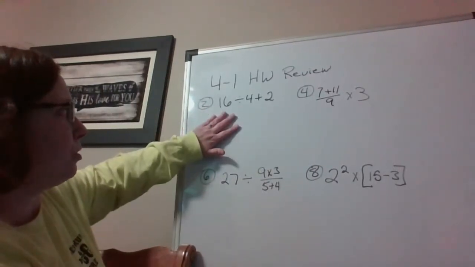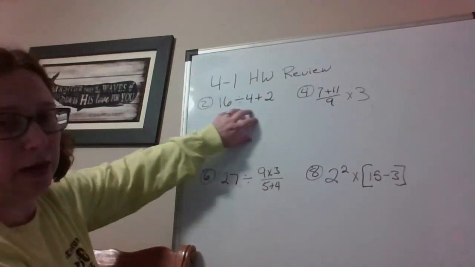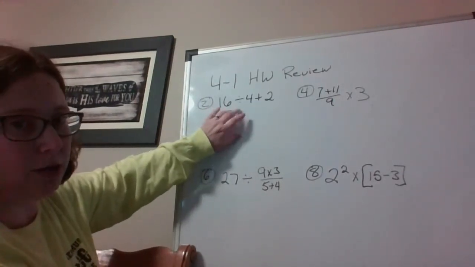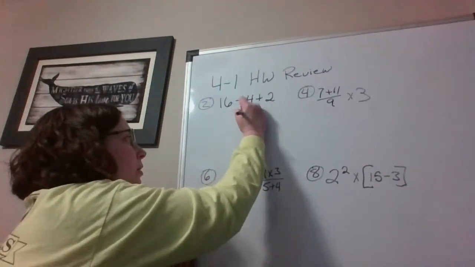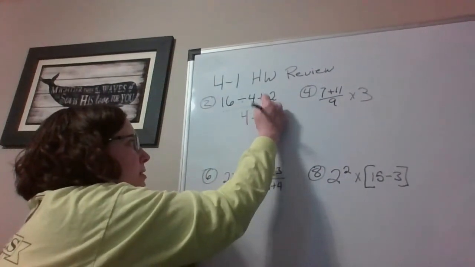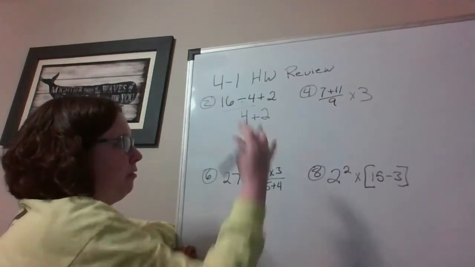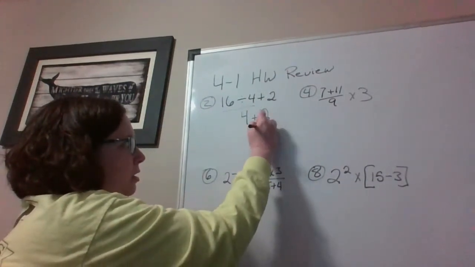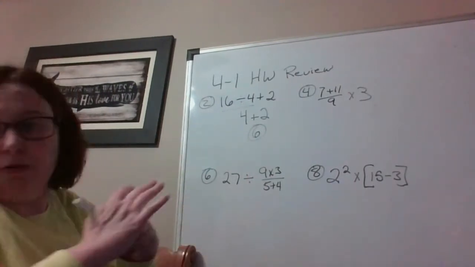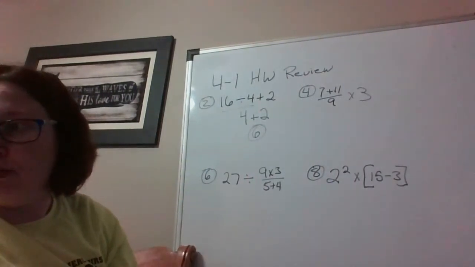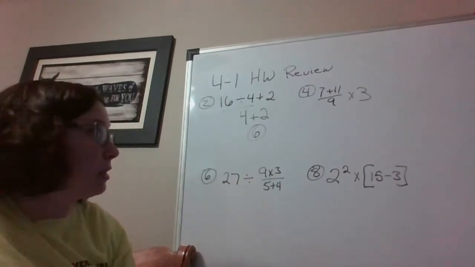But when we come to number 2, we have no parentheses, we have no exponents, so we're going to go ahead and do our division here. And once that is done, we write everything else down and we can get our answer. So for number 2, the answer there is 6.